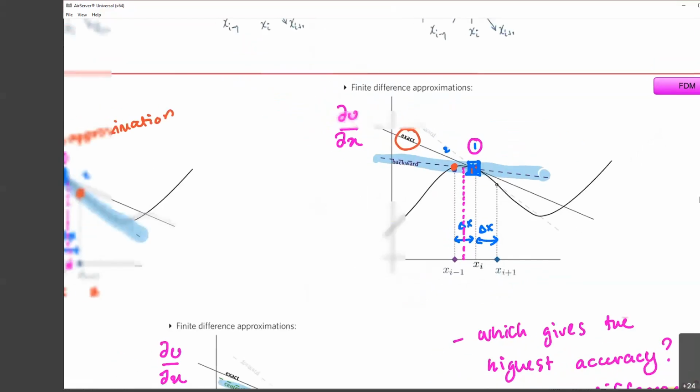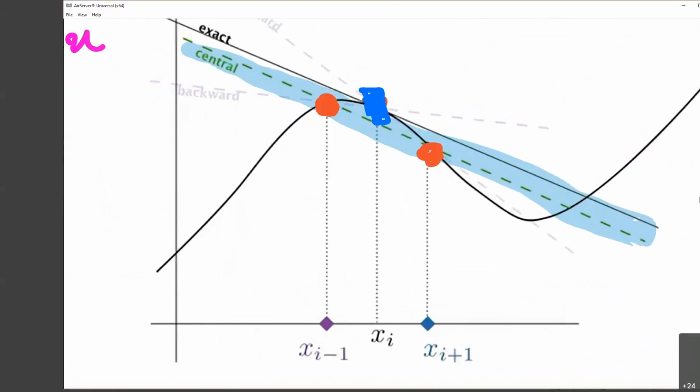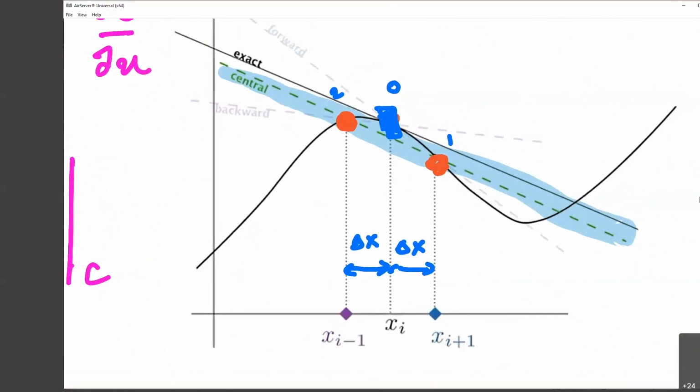And the last one is central difference. This is 0.1, 0.2. This is the exact point that we want in the middle. When you calculate these two, this is again delta x. When you find the medium, because you have xi plus 1 minus xi minus 1 divided by 2 delta x, you will get a value here, which is the closest to the approximated or the exact value.